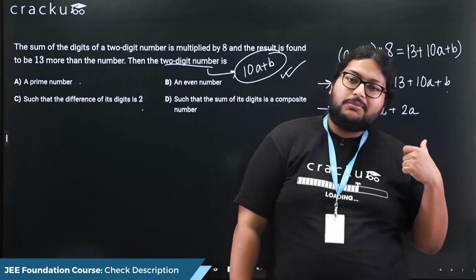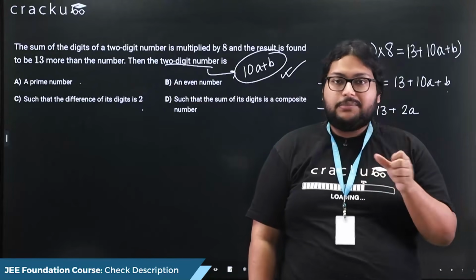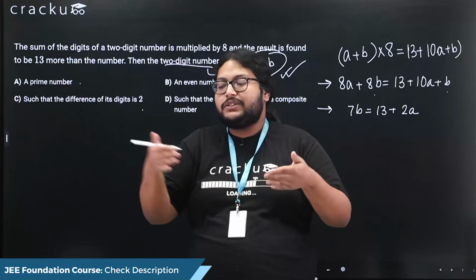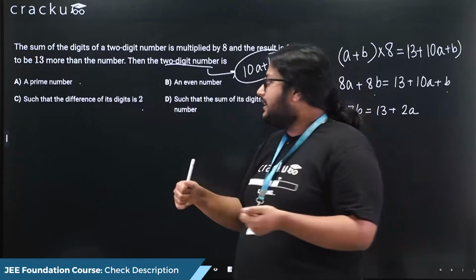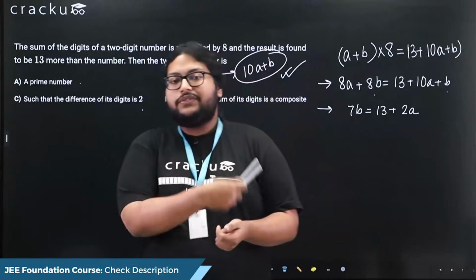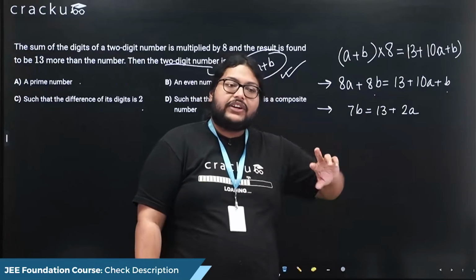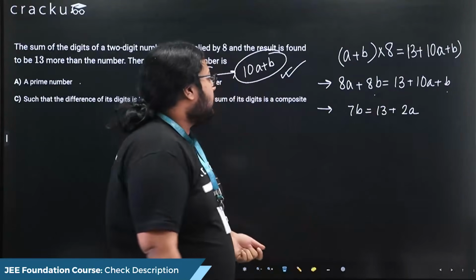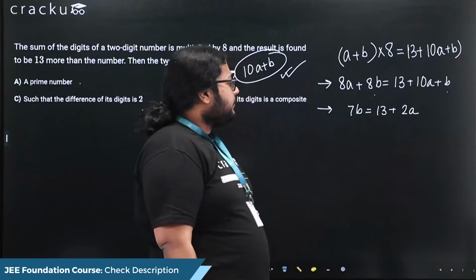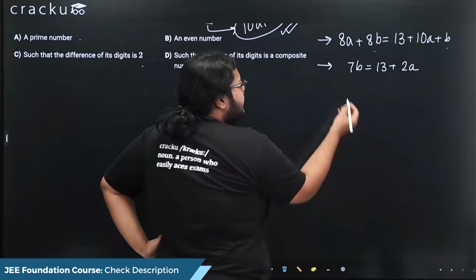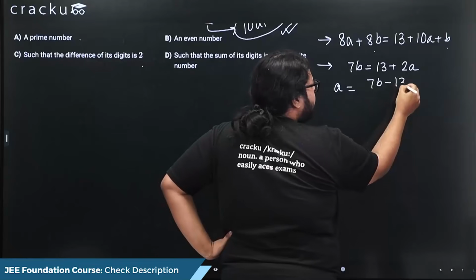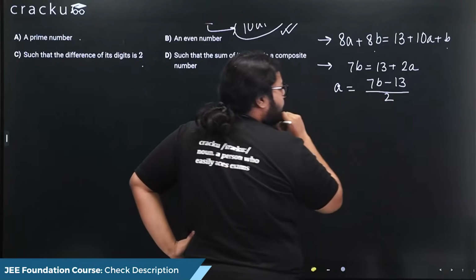Because if you think about it, A and B are limited. A and B are digits of a number, so A and B can only be something from 0 to 9. It can't be more than that. So what I can do is substitute for the values of B or substitute for the values of A and figure out if I can get a correct value for the other one. I think substituting values for A would be easier. So I can say A is equal to (7B minus 13) divided by 2.